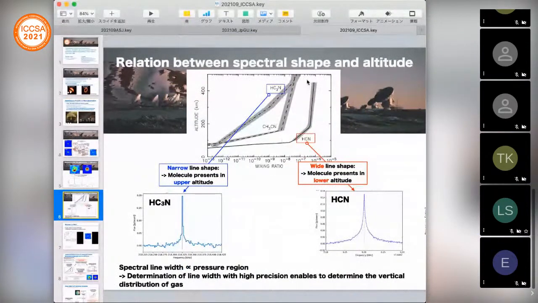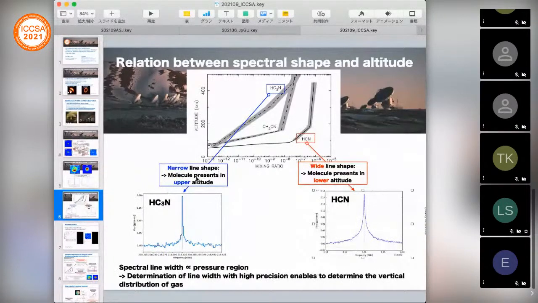And this is previously obtained vertical distribution of such gases. Y-axis is altitude and x-axis is their abundance. Most of the gases are present above 100 kilometers or so, and we can find out these two gases, HC3N and HCN, have different kinds of line shapes. And wide line shape indicates these molecules are present in lower altitude.